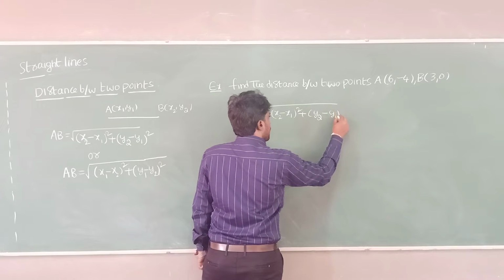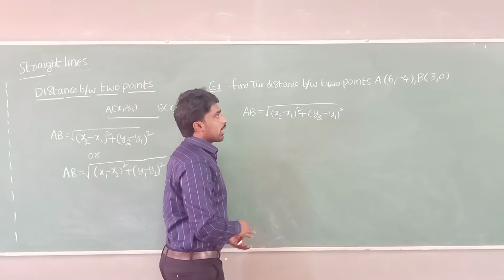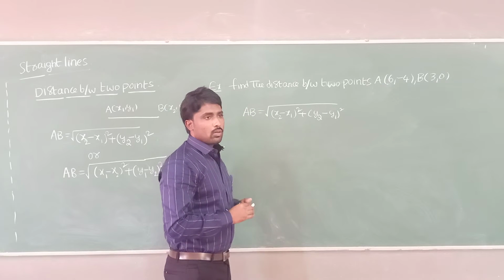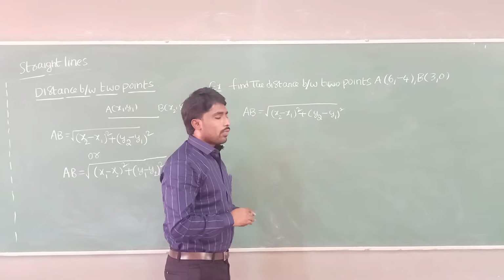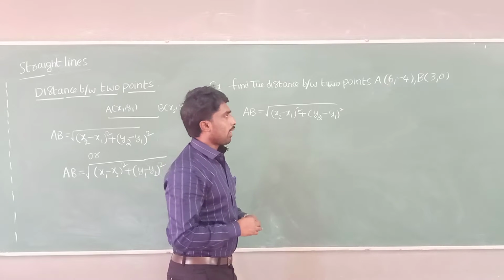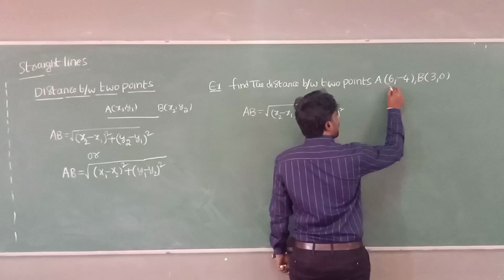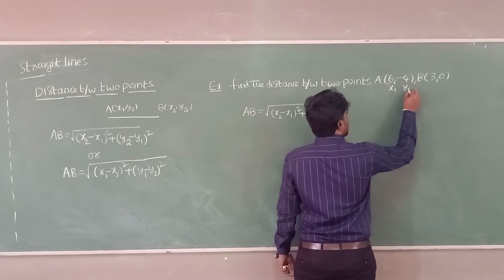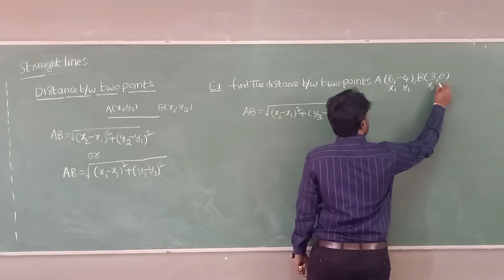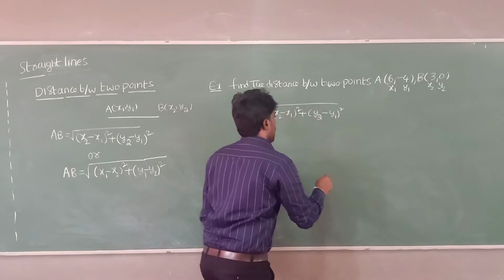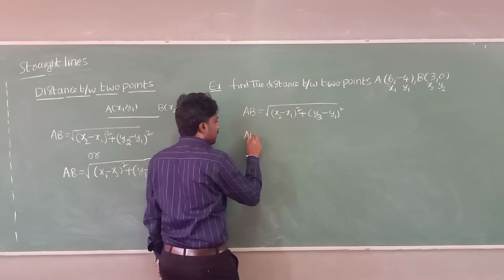Now, you will get a doubt here. Which values do you take as x1, y1, and which as x2, y2? If you take them reversed also, no problem, you will get the correct answer. So this one I am taking as x1, y1, and this one I am taking as x2, y2. So if I apply the formula, what am I getting?